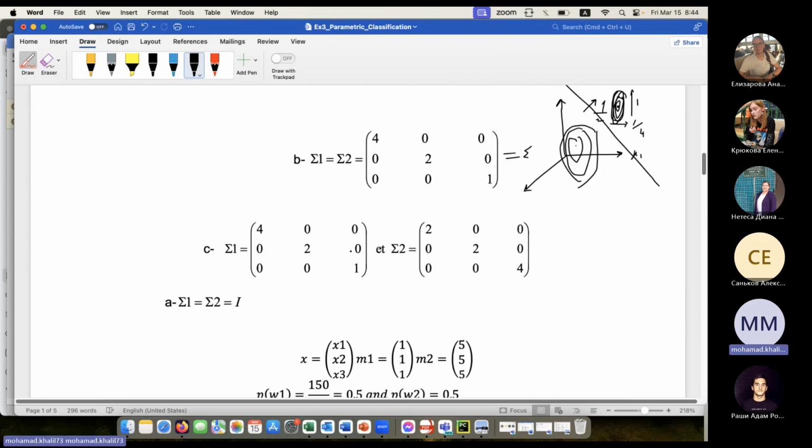And in the third case, sigma 1 and sigma 2 are different. Look, for example, here.